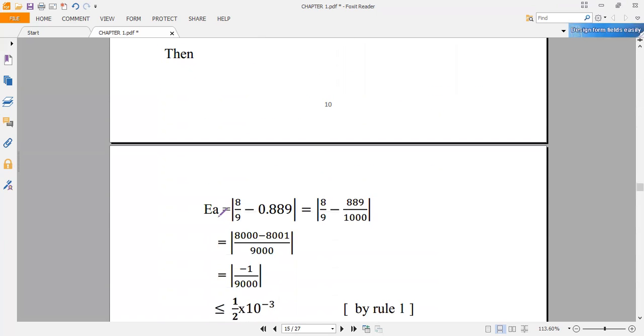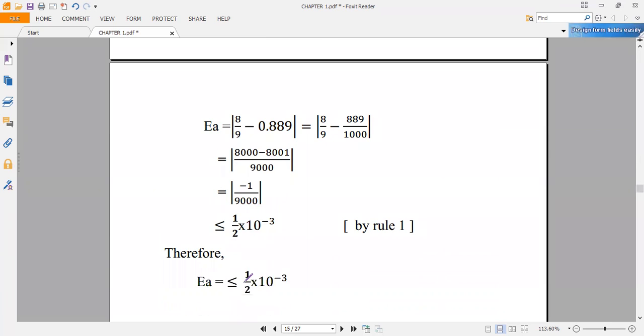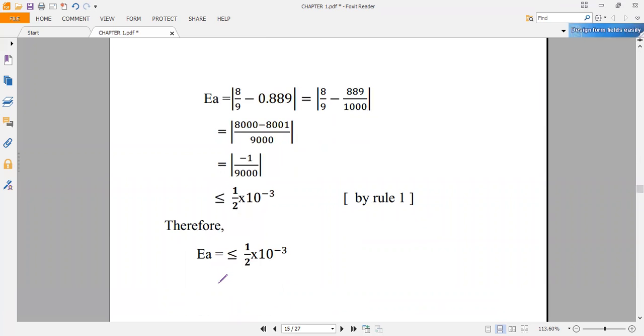Then the absolute error is the absolute value of 8 over 9 minus 0.889, which is 8 over 9 minus 889 over 1,000. Solving this, we get the absolute value of minus 1 over 9,000, which is always less than or equal to 1 over 2 times 10 raised to minus 3. Therefore, the absolute error is always less than or equal to 1 over 2 times 10 raised to minus 3.